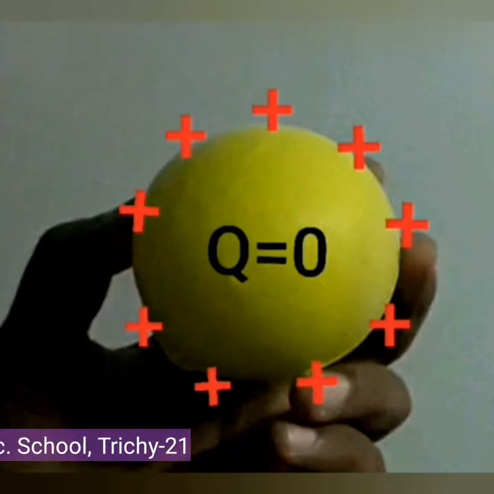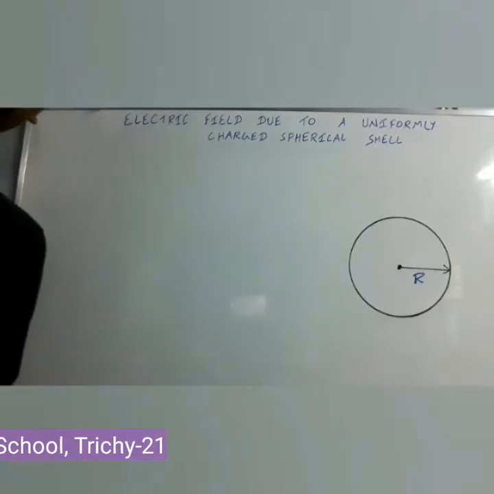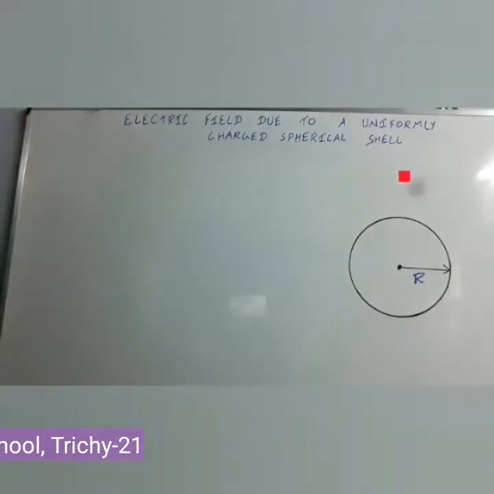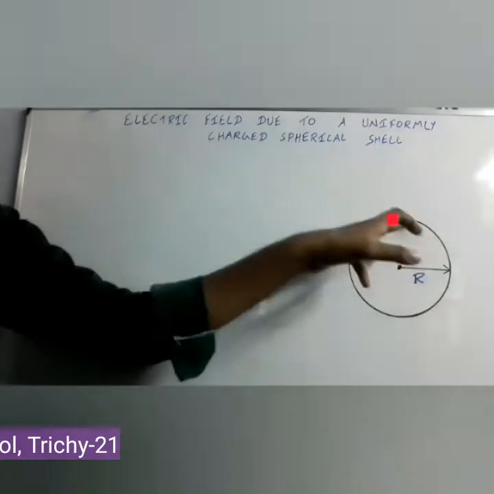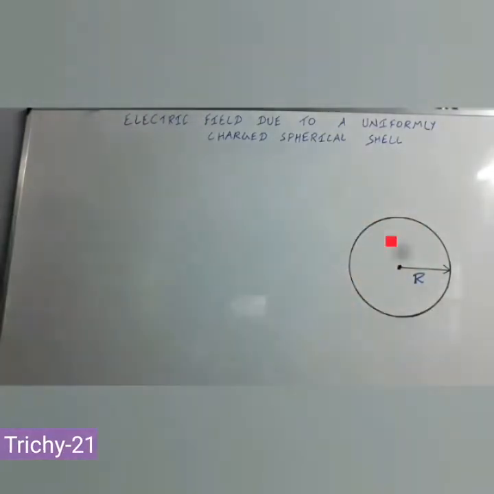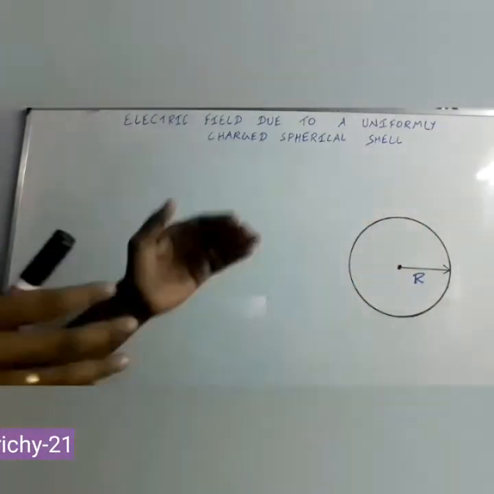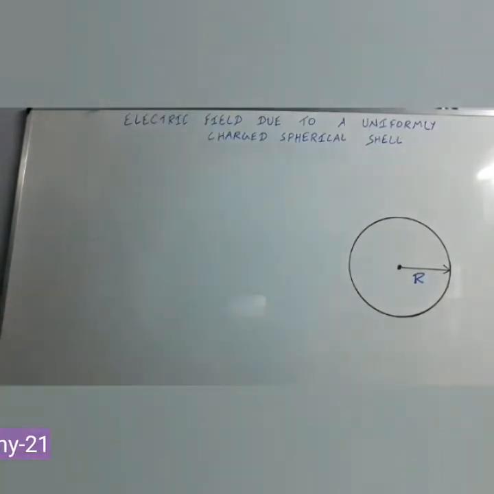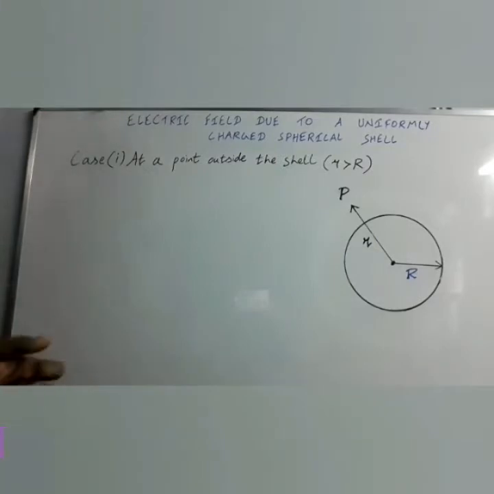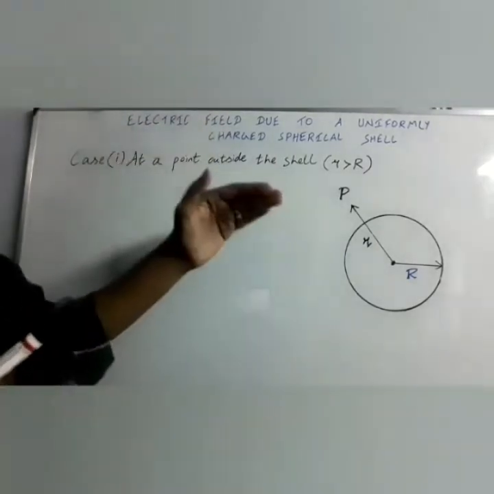spherical shell. Now we are going to take a point outside the sphere, a second point on the surface of the sphere itself, and a third point inside the sphere. We are going to find the electric field at these three different positions using the Gauss law. It is case 1. We are going to find the electric field at a point outside the shell.